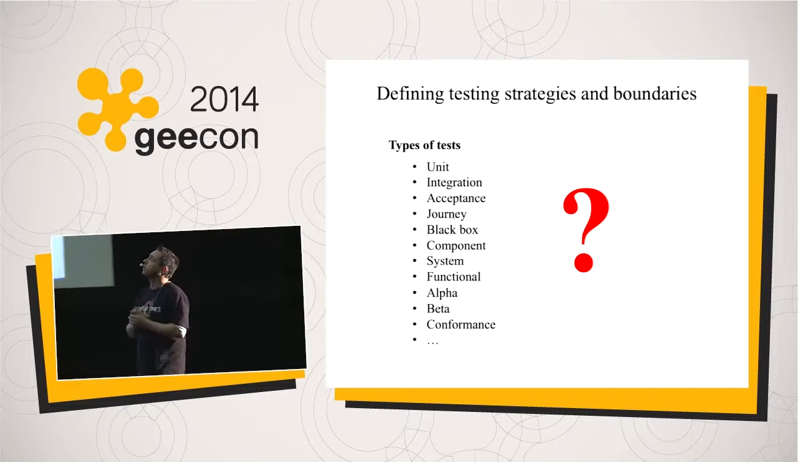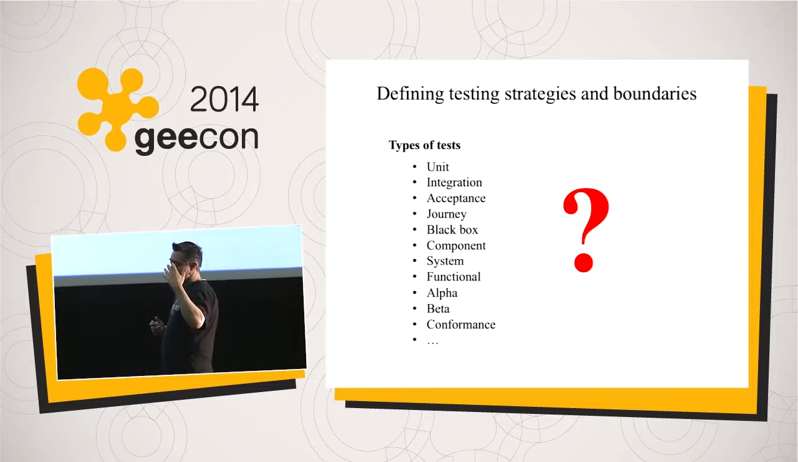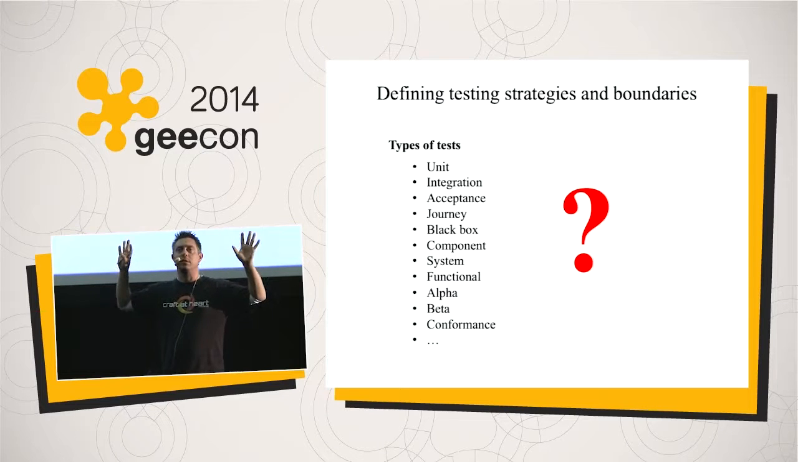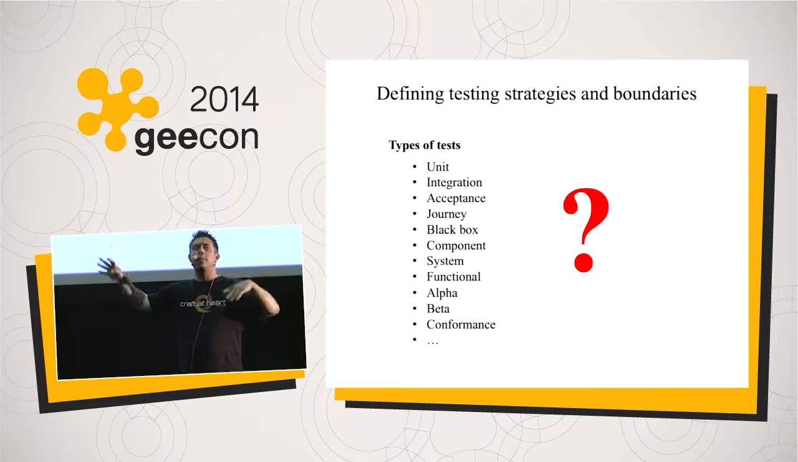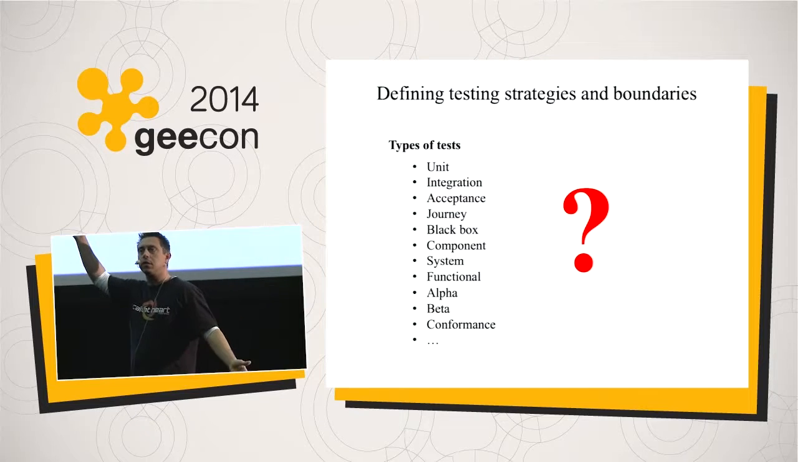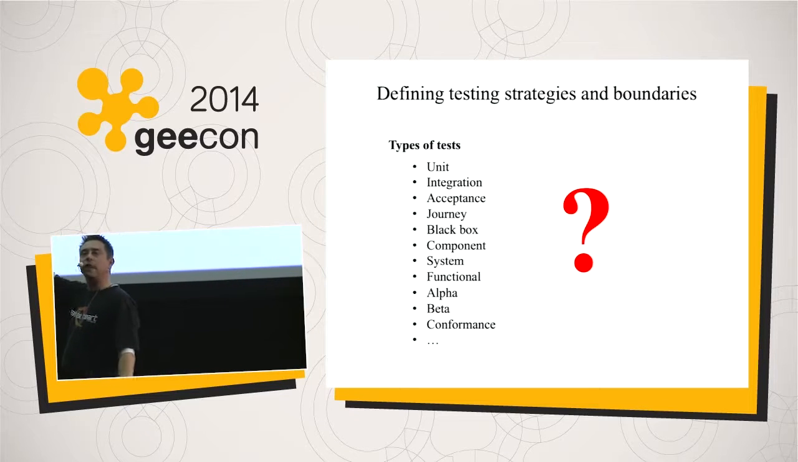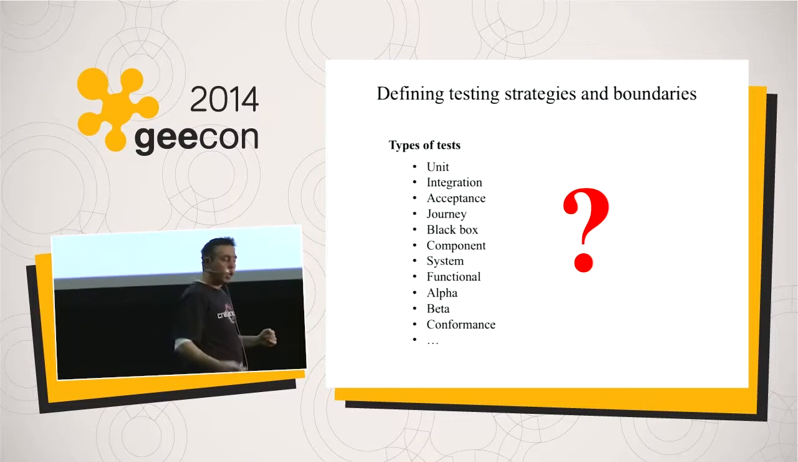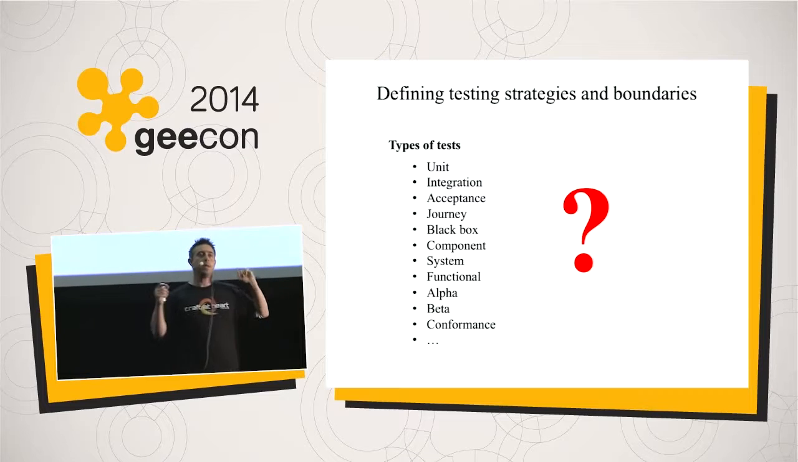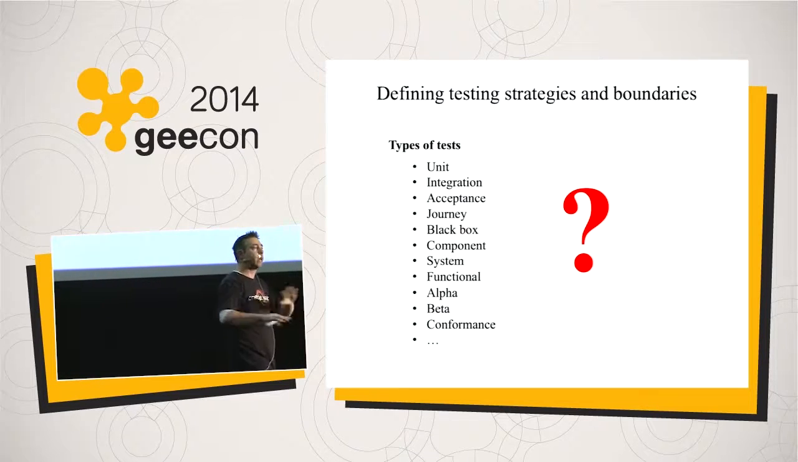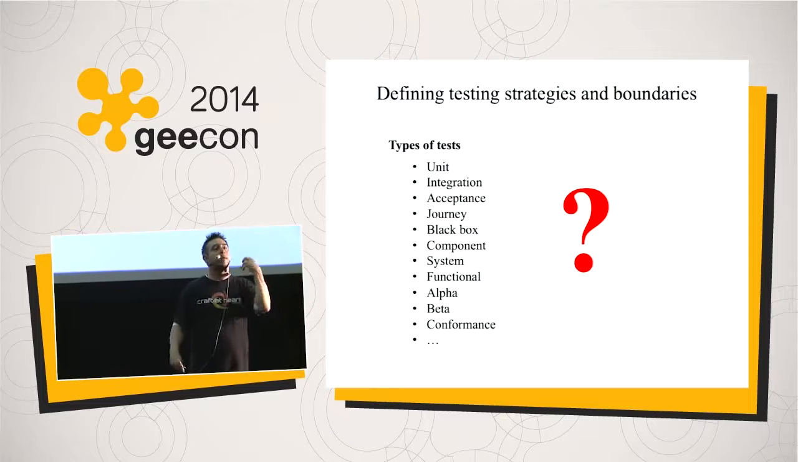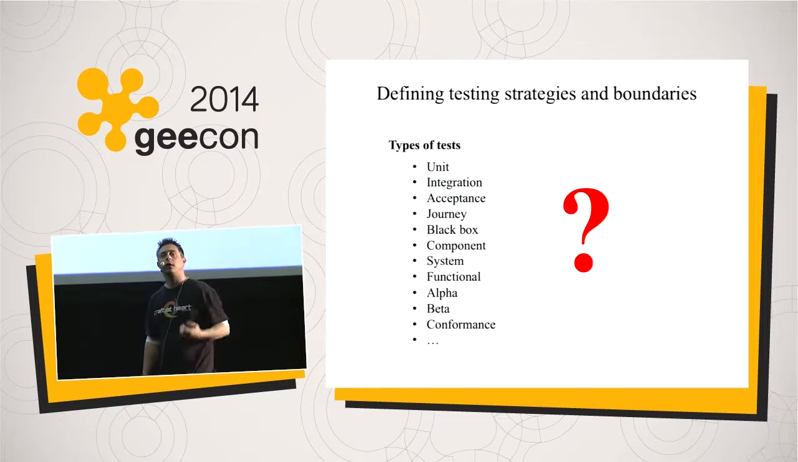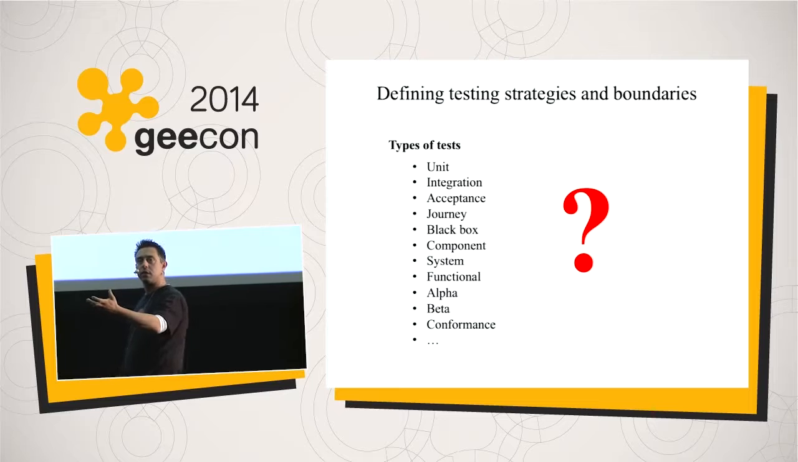How do you test all of that? And are you happy with your test names? How many of you have unit tests? How many of you have functional? Acceptance? If I ask each one of you what they mean, I'll get a completely different answer. If I ask, what are the boundaries of your functional test? What are the boundaries of your acceptance test? It will be completely different.